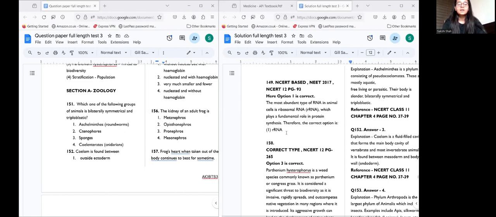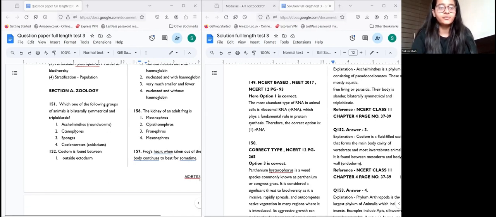So let's begin. So moving to question number 151. Which one of the following groups of animals is bilaterally symmetrical and triploblastic? The answer for this is option number 1, which is Aschelminthes. How do we know that?